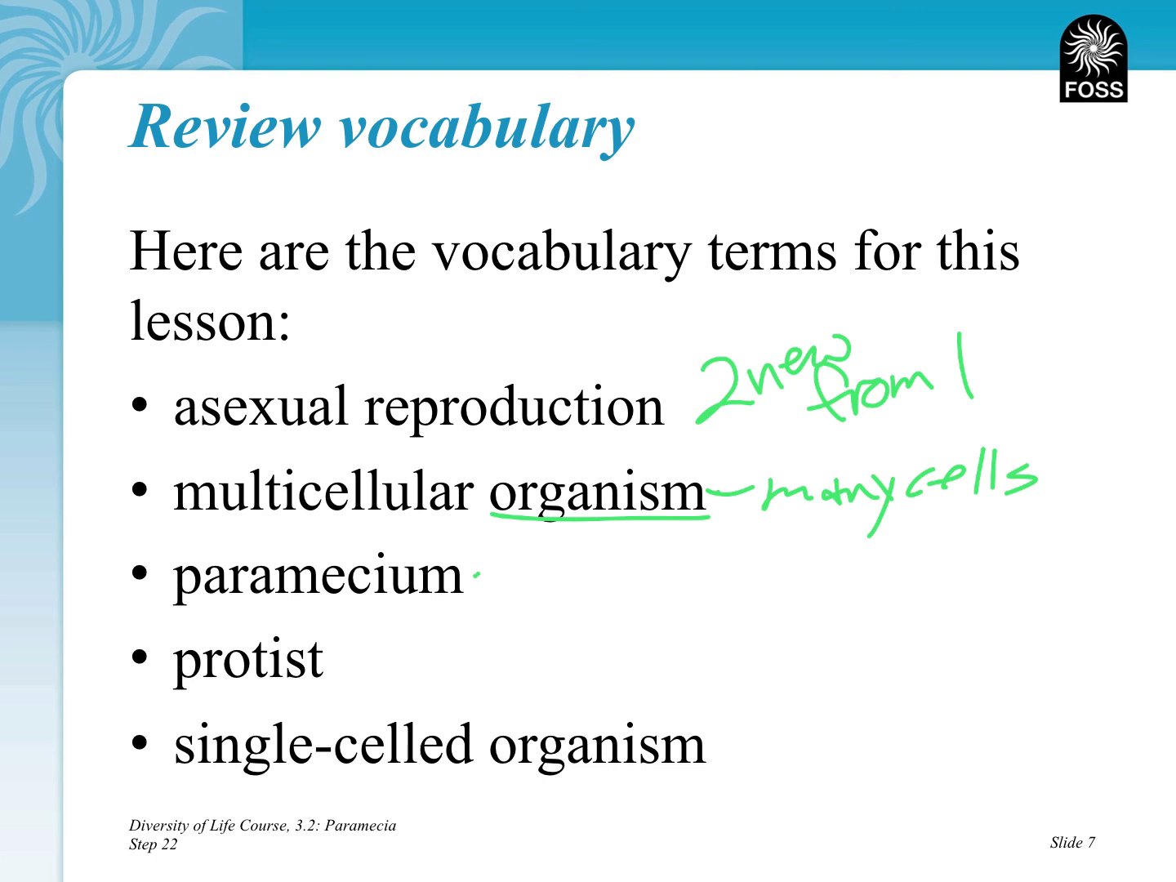We talk about single-celled down here at the bottom. That's just one cell only, and it is a living thing. One group of some of those single cells are protists, and one example of a protist is paramecium. So that kind of gives you some of the vocabulary terms for this one as well. You may want to include those.